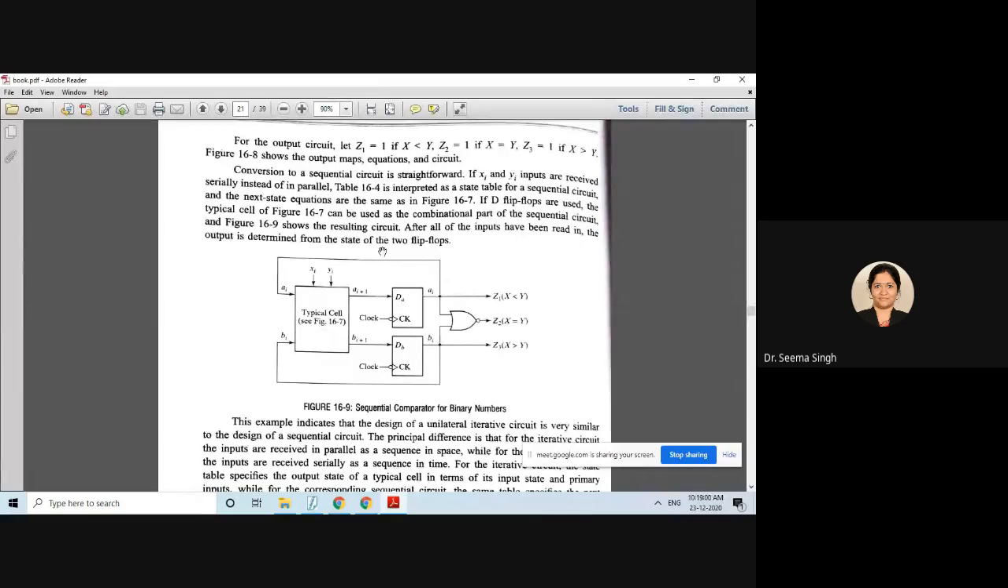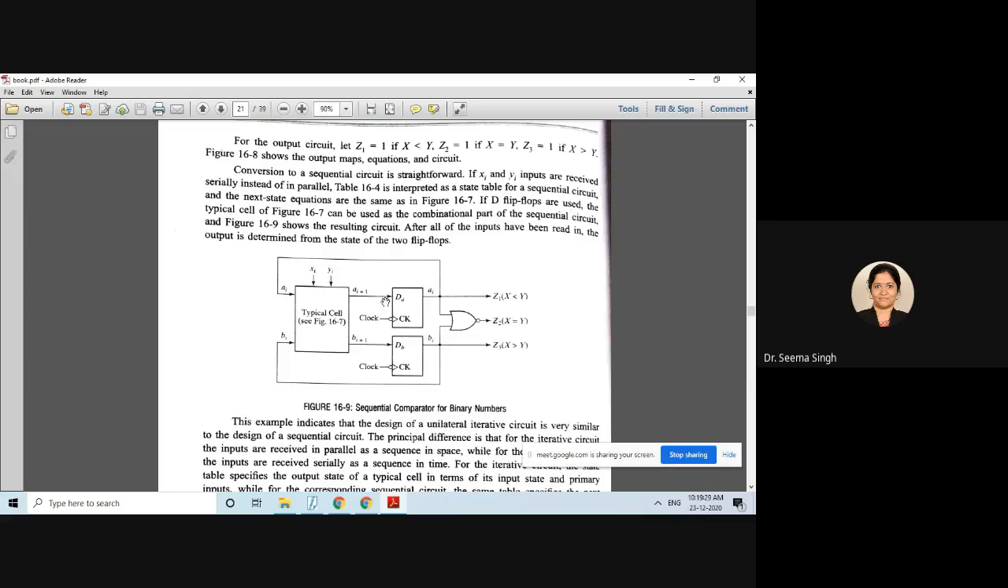Now, because it is a sequential circuit, all the bits can't be bombarded to this typical cell at once. It will not be possible to do. So what does it do? It compares 2 bits, gives the output. That output is checked. We give some time, means 1 clock cycle time. It goes back here and then it will check with the next bit of input. So then next bit of input will keep on being supplied here.